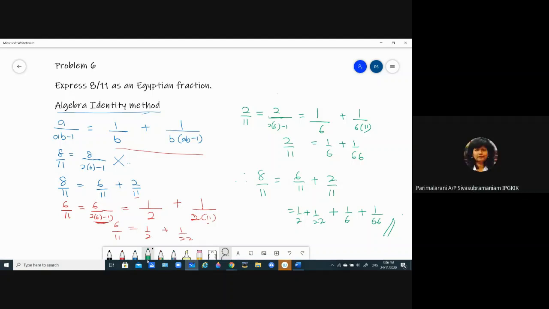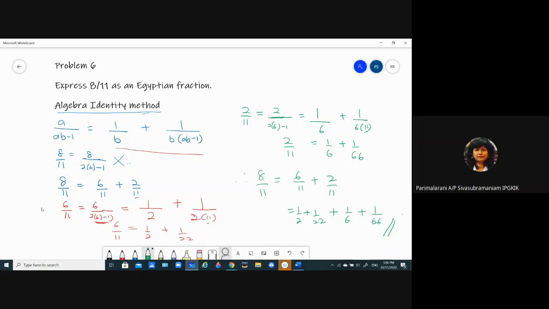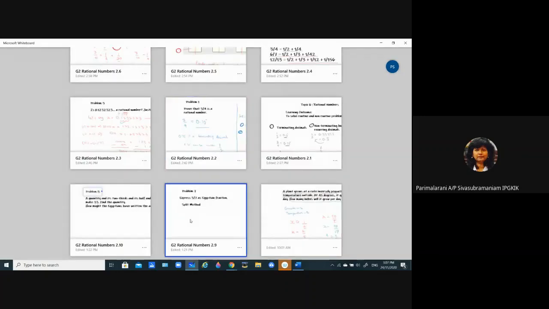Is this more difficult or is the other one more difficult? This one. Okay, more difficult. Actually, you can mix. You can start with this method and then halfway change and continue with the greedy algorithm, or you can start with the greedy algorithm and then change. Okay, I'm going to show you one more method.